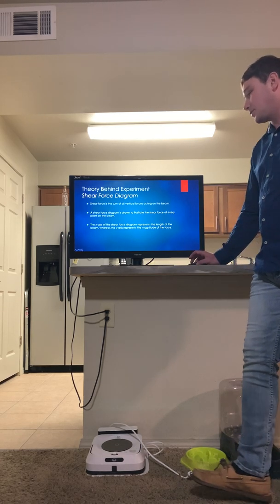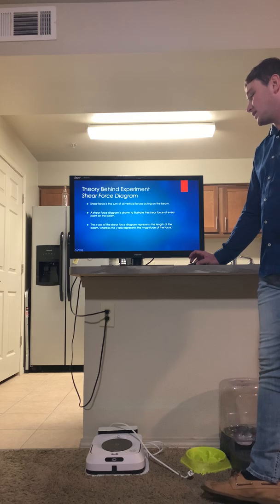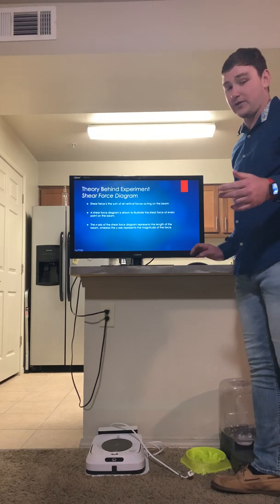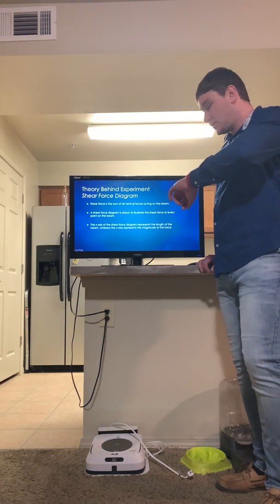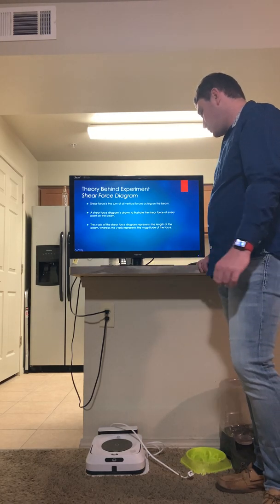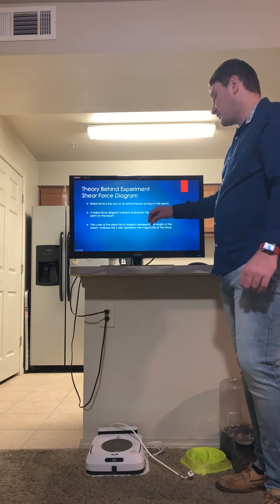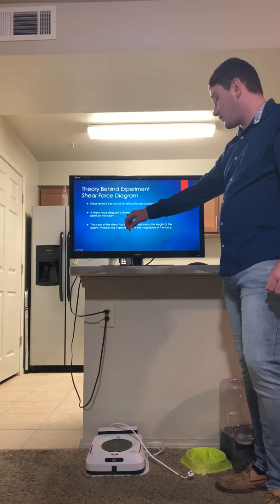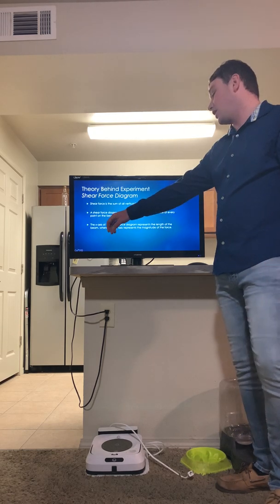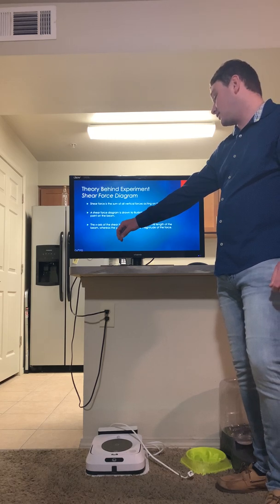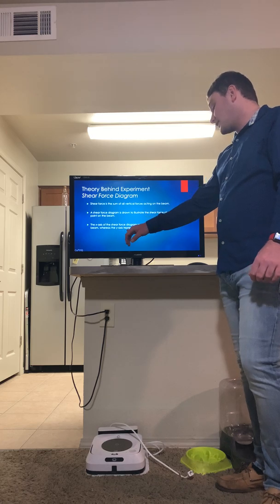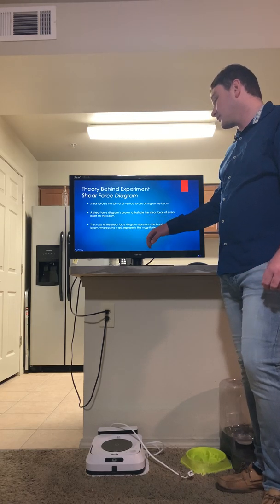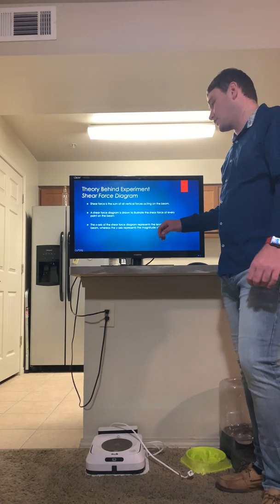Now to kind of recap a little bit, the shear force is the sum of all vertical forces. These are some of the important things that I wanted to highlight. So shear force is the sum of all vertical forces acting on the beam. A shear force diagram is drawn to illustrate the shear force at every point on the beam, and the x-axis of the shear force diagram represents the length of the beam, whereas the y-axis represents the magnitude of the force. This is kind of the key points of the shear force diagram.